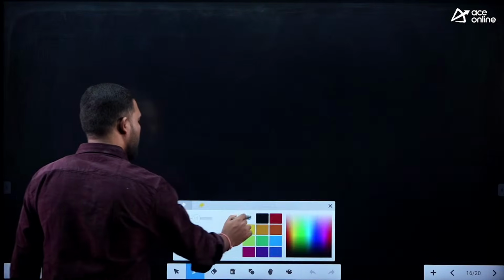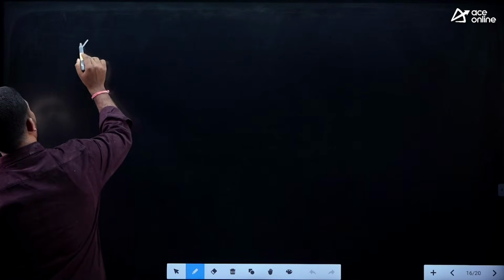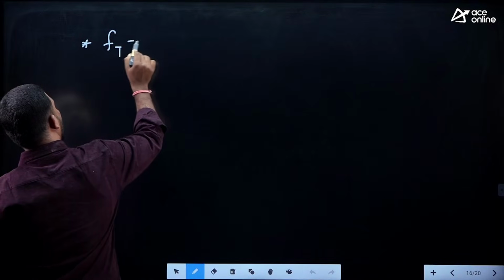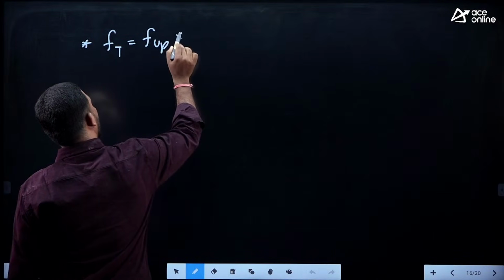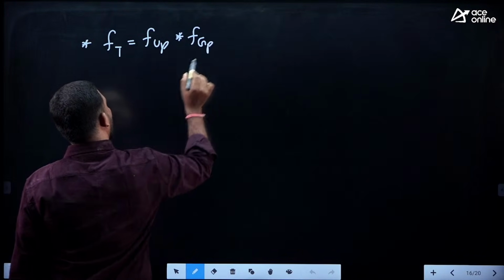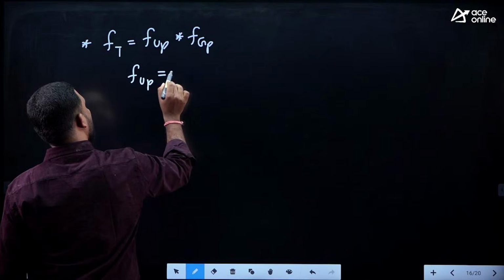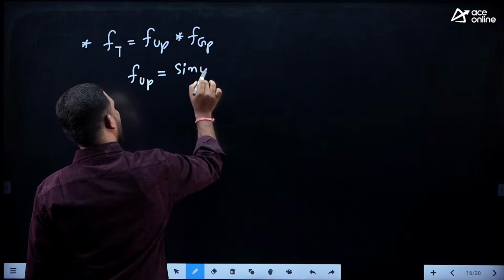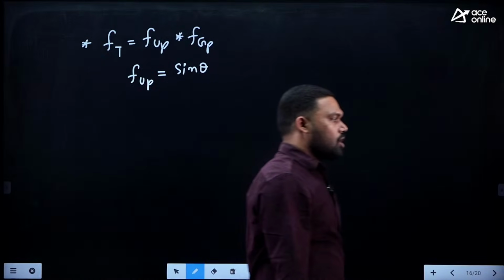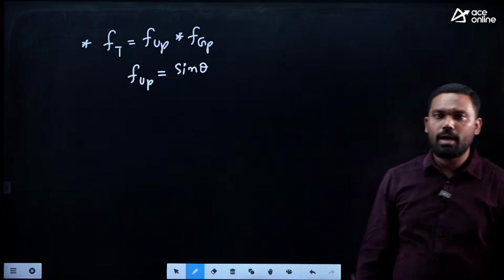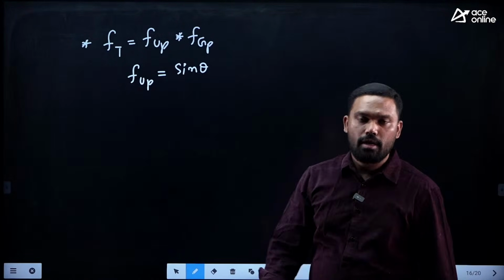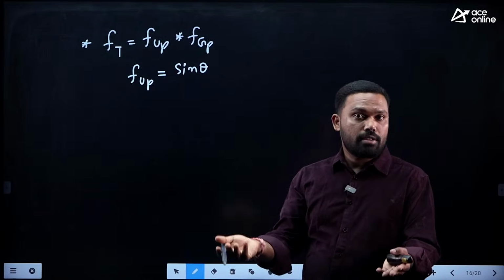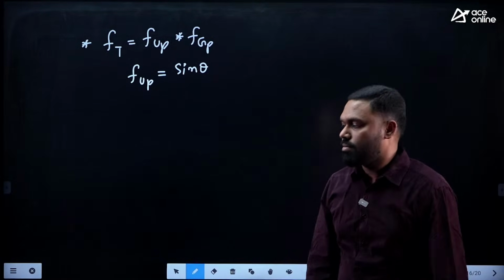What are the conclusions we know for the two element array? F total is equal to unit pattern times group pattern. What is the unit pattern? It is a Hertz dipole, so the normalized radiation pattern is sin theta. You have to remember this. For the Hertz dipole, the normalized radiation pattern or unit pattern is sin theta. For a dipole antenna, it is cos(beta h cos theta) minus cos(beta h), divided by sin theta.